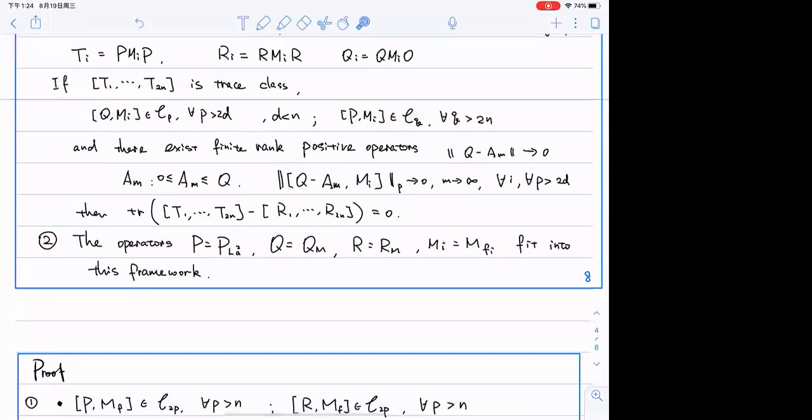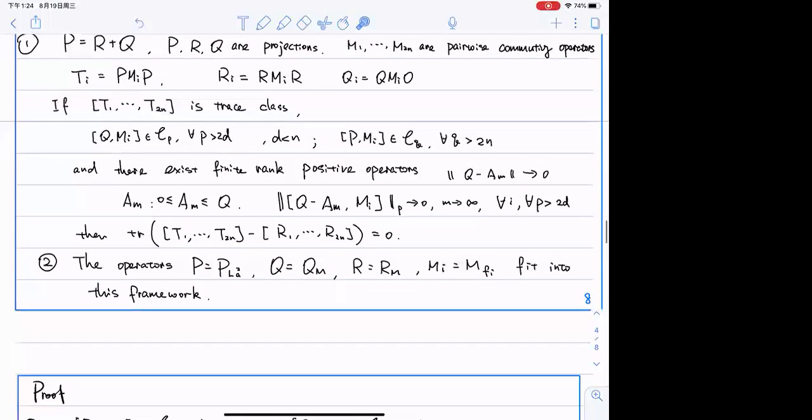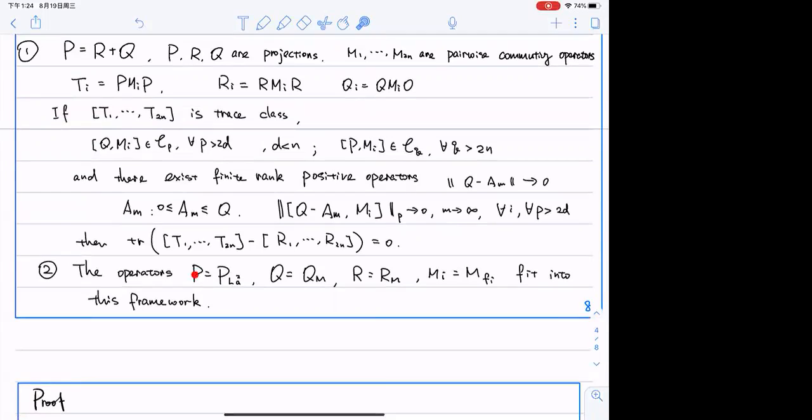And the second thing is to prove that what we are working on fits into this framework, which means if you replace P for the projection of the Bergman space, Q for the projection of the quotient module, and R for the projection to the submodule, and these are multiplication operators with polynomial symbols, you get all these conditions you want.